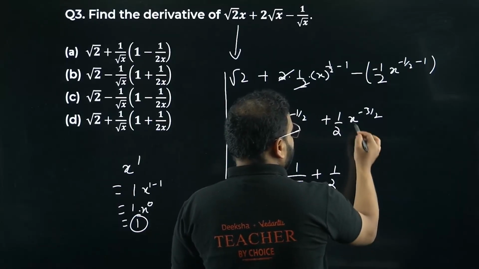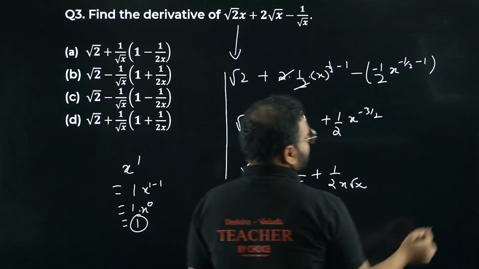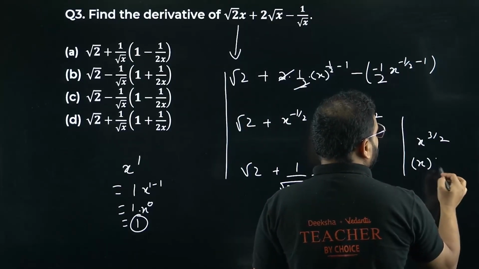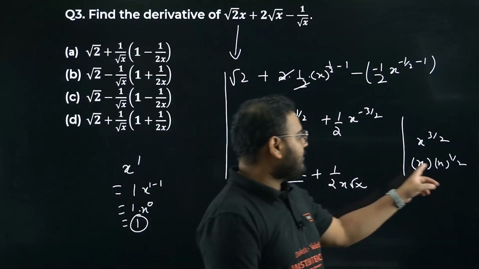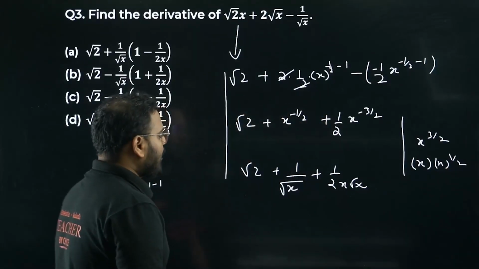I get 2. x power 3 by 2 will come in the denominator, will become x root x. Remember this, x power 3 by 2. I can write here x power 1 into x power 1 by 2, right? It will become x power 3 by 2. x into x power 1 by 2, it will become root x. So x root x I have written over here. I hope this is clear.